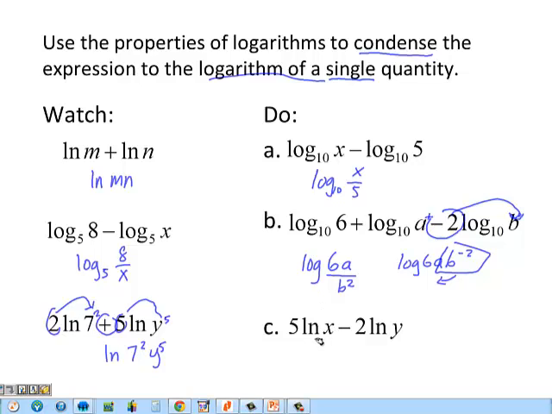Okay? By that analogy, we can say this is a plus negative 2. The negative 2 is my exponent, right? So this will be natural log of x to the 5th times y to the negative 2. The negative 2 tells you to move the y to the denominator, and that will be x to the 5th over y squared, like that. Okay, very good. All right.